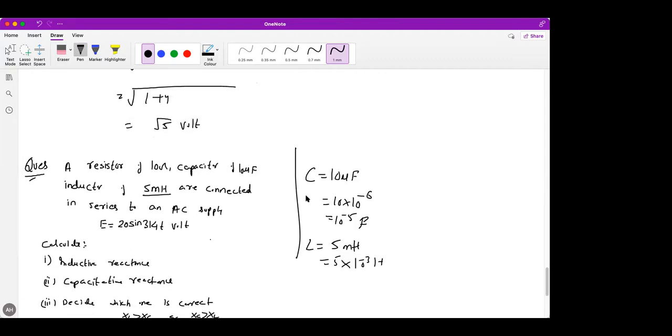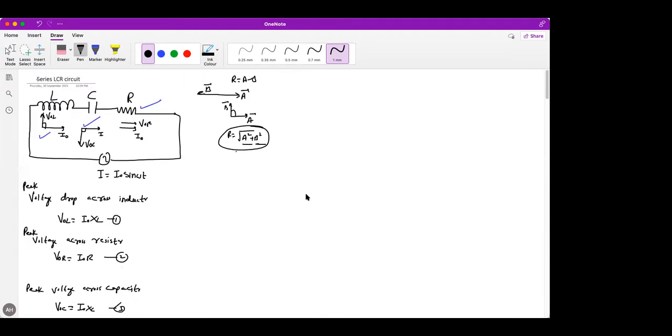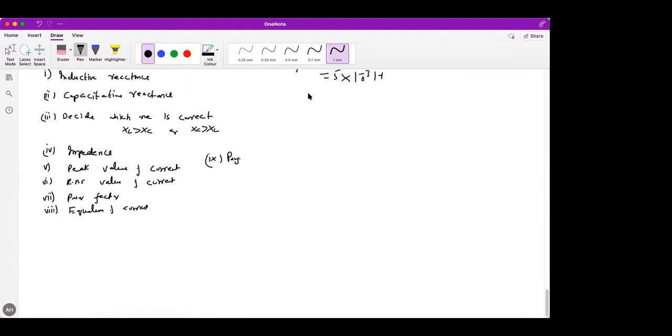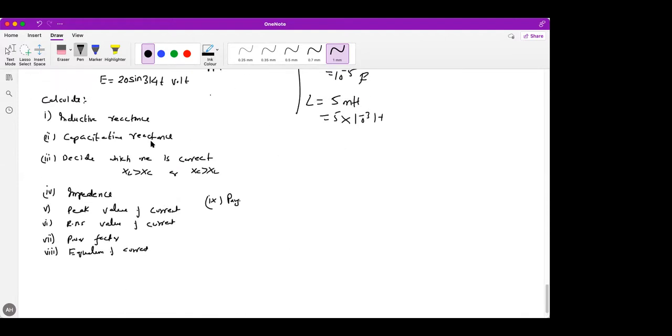Okay, Amalia. See, for the first part, inductive reactance XL, you know inductive reactance is omega into L. Capacitive reactance is 1 by omega C. We did this in the last lecture.